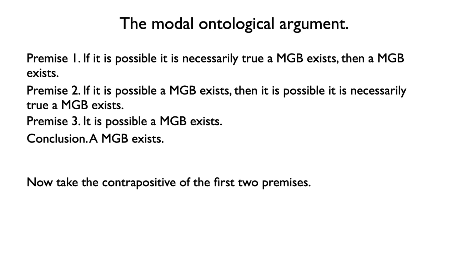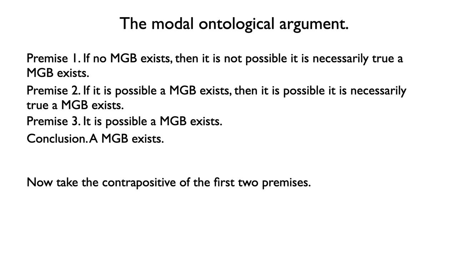So now let's take the contrapositive of the first two premises. Remember that the contrapositive of if A then B is if not B then not A. A conditional is always logically equivalent to its contrapositive. So if it is possible, it is necessarily true a maximally great being exists, then a maximally great being exists, that's premise 1. The contrapositive of that is if no maximally great being exists, then it is not possible it is necessarily true a maximally great being exists.